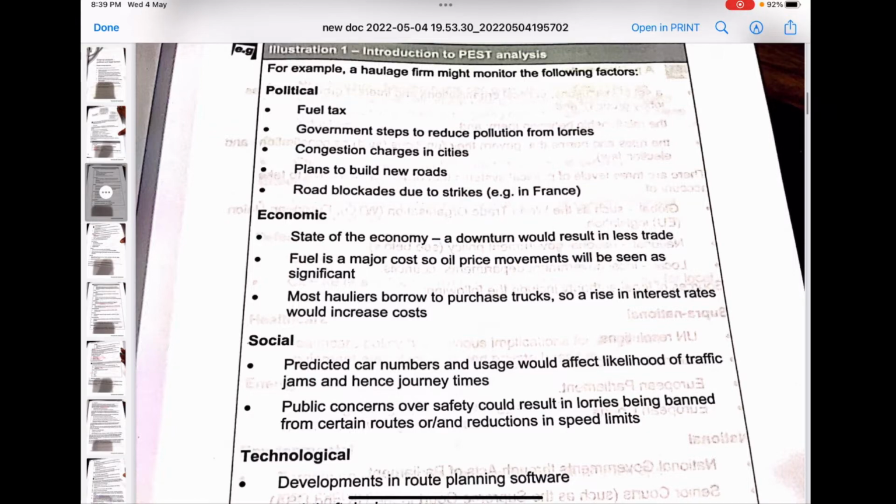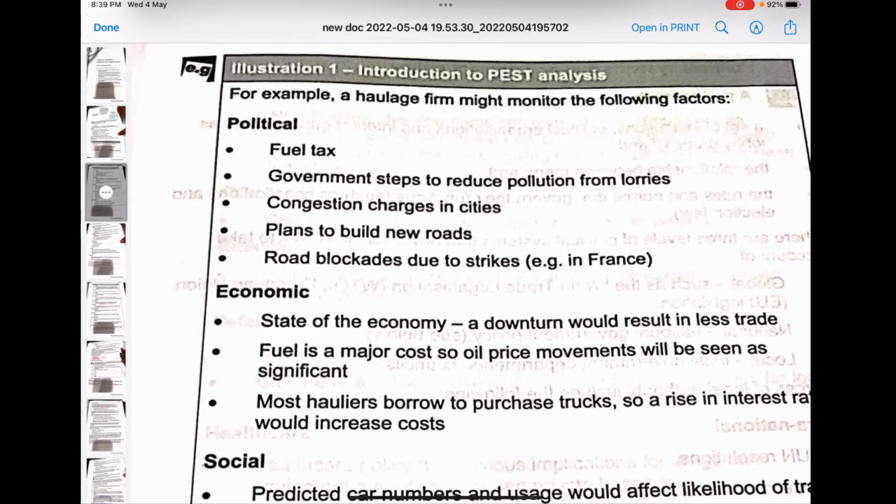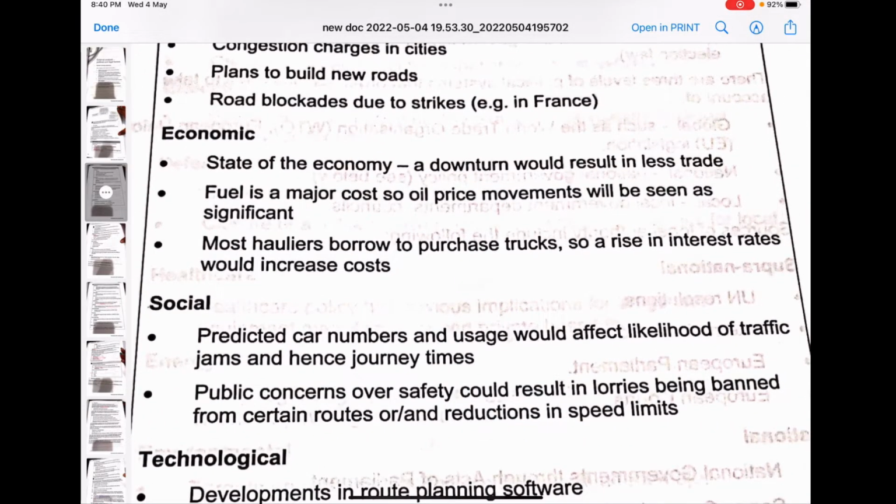Let's see the political factors. Fuel tax, government steps to reduce pollution from lorries, congestion charges in cities, plans to build new roads, road blockades due to strikes, for example in France. What are the economic factors? State of the economy. A downturn would result in less trade. Fuel is a major cost, so oil price movements will be seen as significant. Most hauliers borrow to purchase trucks, so a rise in interest rates would increase costs.